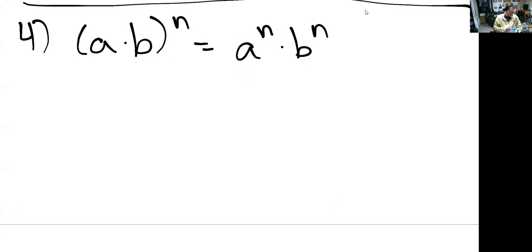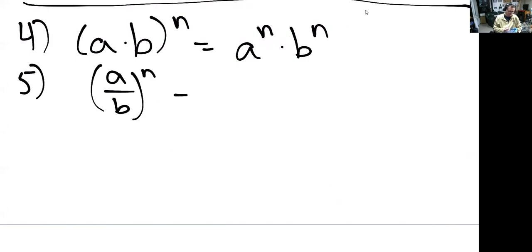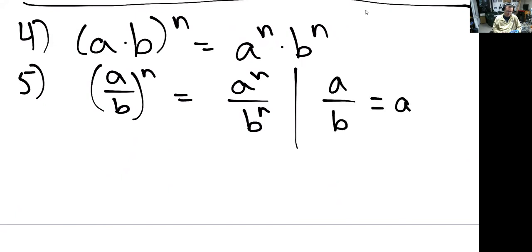The next one, very similar, just like before, we're going to deal with a base that is a fraction. And this is no different. You're still going to distribute the power to the factors of this quotient, this fraction. Because in terms of number four, you can think of number five as A over B being the same as A times 1 over B. So we've turned A over B into the product of two factors, and rule four says you just distribute the power to each factor. So really number five and number four are equivalent statements.